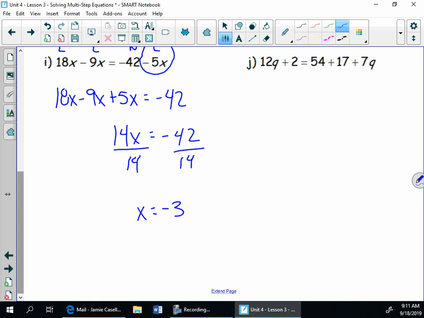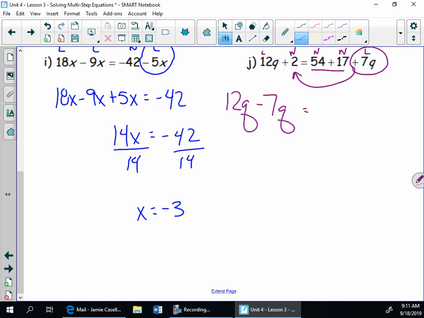And last one, I got a letter, a number, a number, a number, a letter. So I got most of my numbers on this side. Makes sense to keep them there. I'll put our letters on the left. If I've got a plus 7, it comes over. It becomes a minus 7. I've already got 54 and 17. All I got to do is move the 2 back the other way. It's a plus 2, so it becomes a minus 2.